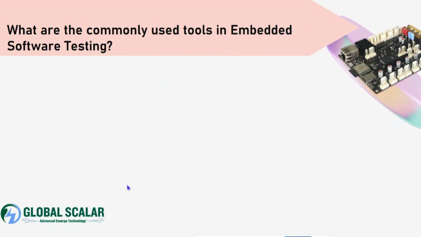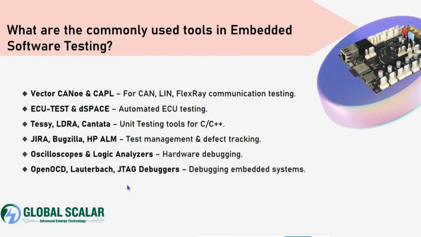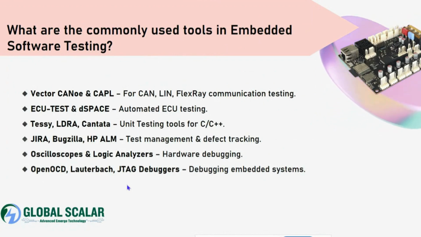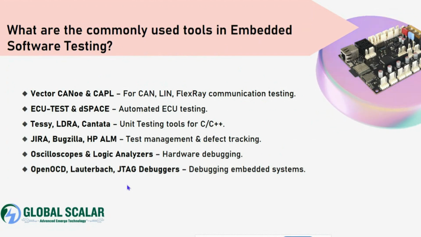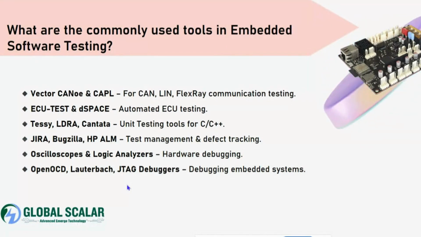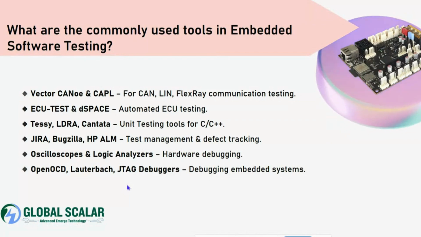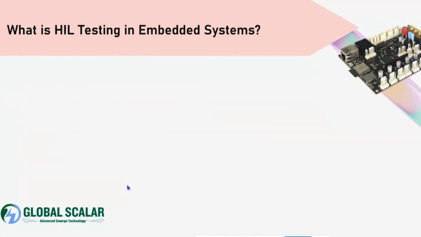What are the commonly used tools in embedded software testing? Here: Vector CANoe and CANape, ECU-TEST and dSPACE, LDRA, Cantata, Jira and HP ALM, oscilloscope and logic analyzer, and Lauterbach and JTAG debugger. So these are some of the commonly used tools in embedded software testing.